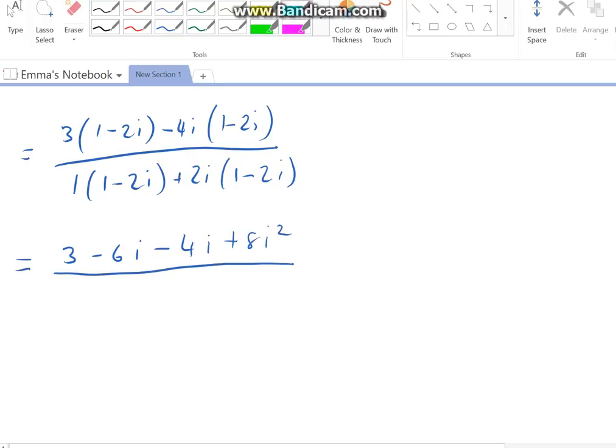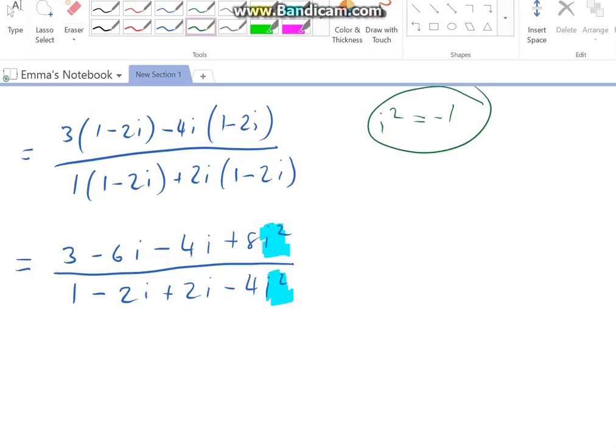That 8i squared is going to mean something to us, and that should be ringing an alarm in your head already. So 1 on 1 is 1 minus 2i plus 2i minus 4i squared. Again, the i squared is going to mean something to you. We all know that i squared is equal to minus 1. It's really important, okay? And it even told us that in the question. So we're going to start tidying it up.